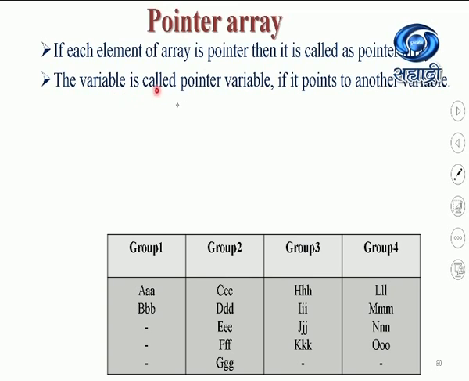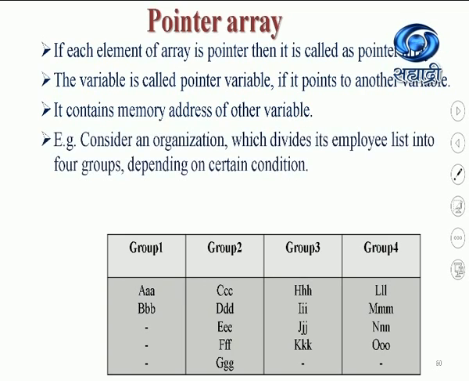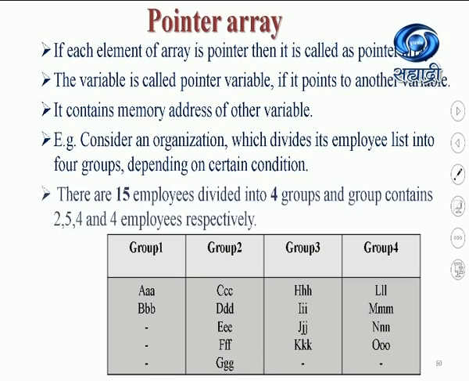Here the variable is called a pointer variable if it points to another variable. Okay, this is the definition of pointer. It contains the memory address of another variable. Then consider an organization which divides its employees into 4 groups depending on a certain condition. As I told you, according to the designation, these employees are divided into 4 different groups.